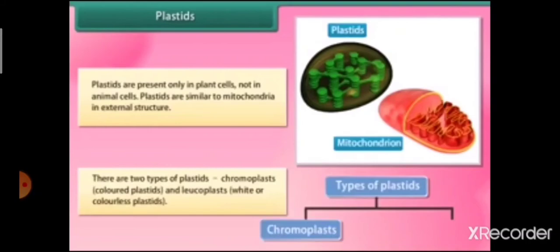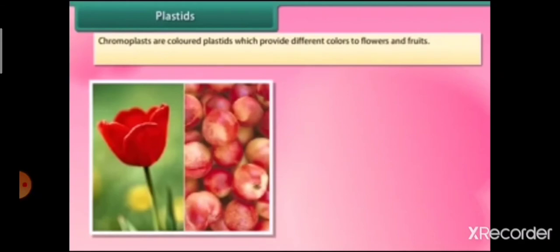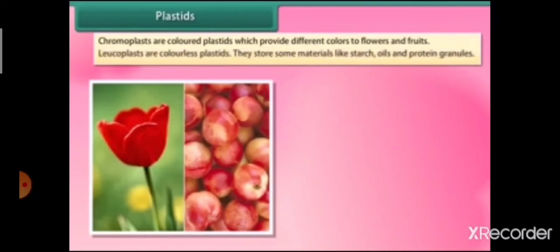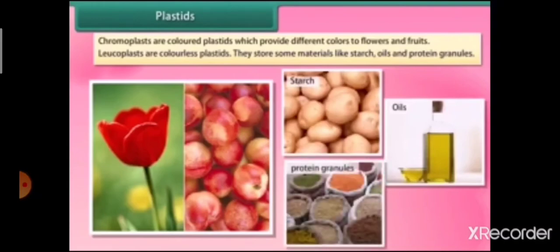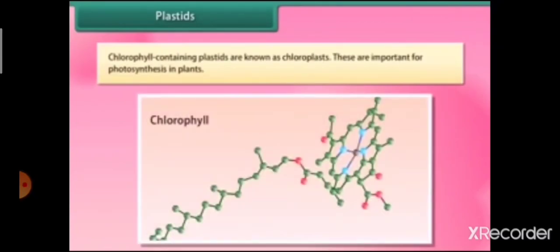Chromoplasts are colored plastids which provide different colors to flowers and fruits. So, plastids are responsible for the different colors of flowers and fruits. Leucoplasts are colorless plastids. They store some materials like starch, oil and protein granules. Chlorophyll containing plastids are known as chloroplasts. These are important for photosynthesis in plants. So, chlorophyll is a green colored pigment in plastids which is responsible for the preparation of food in the plants.